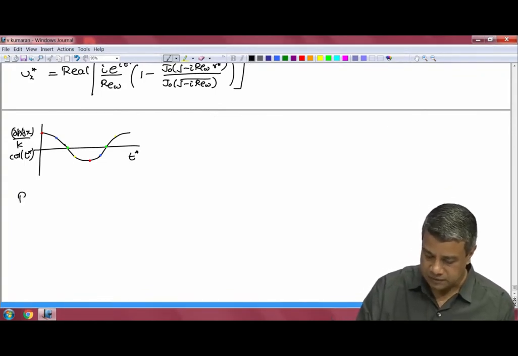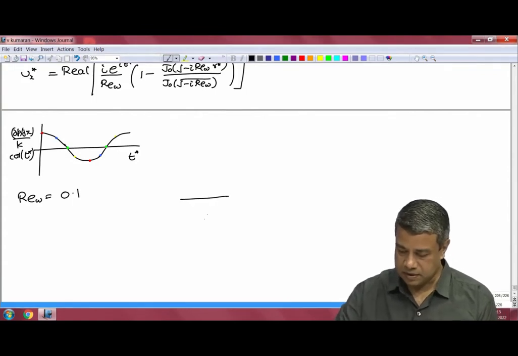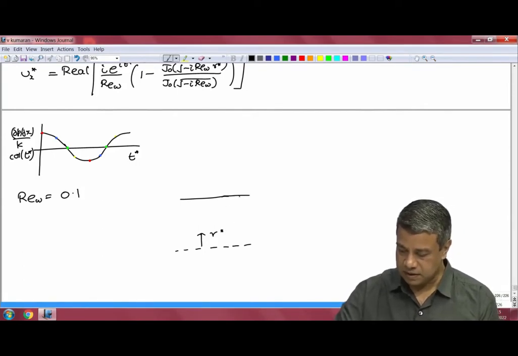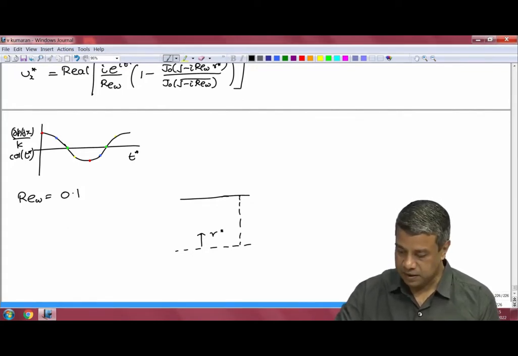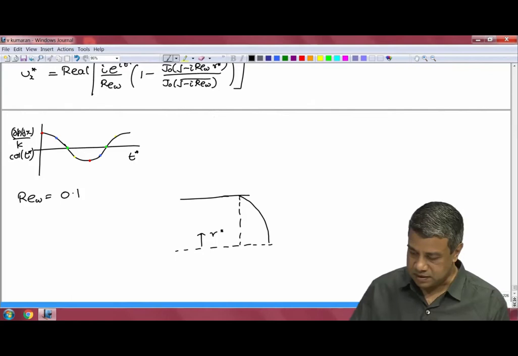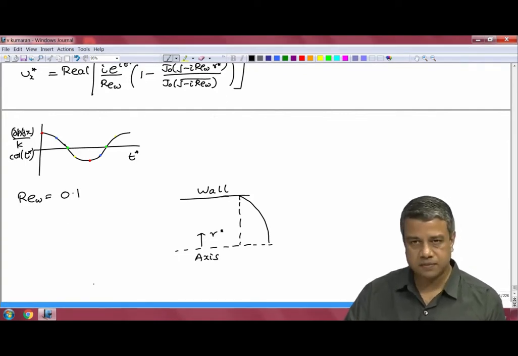So, if I take Re omega equal to 0.1, for example, what I will plot is, I calculate the radius from the center. R star is calculated from the center, and as a function of the distance from the center, I am plotting the velocity profile. So, the velocity has to have 0 slope at the axis. This is the axis and this is the wall. And at different points in this phase, I am plotting the velocity field.